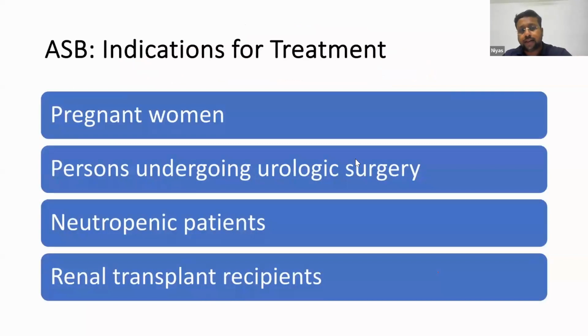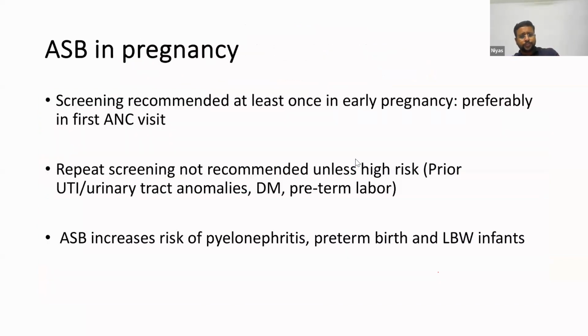So where do we treat them? These are the indications for treatment of asymptomatic bacteriuria. These individuals, if you get urine culture positivity, more than a cutoff of 10 raised to 5, even if they do not have symptoms, you can treat. That is pregnant females, patients undergoing urological surgery where there is chance of mucosal bleeding, neutropenic patients, and renal transplant patients. These are the 4 groups of patients where treatment of asymptomatic bacteriuria is recommended.